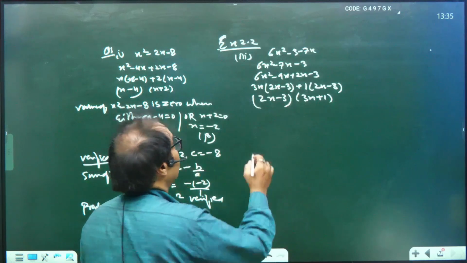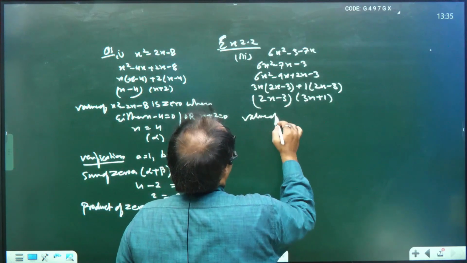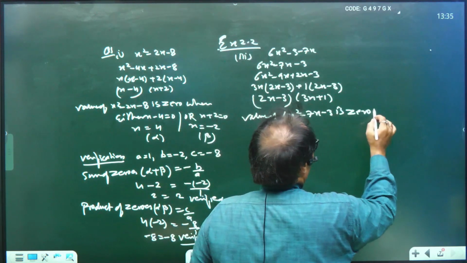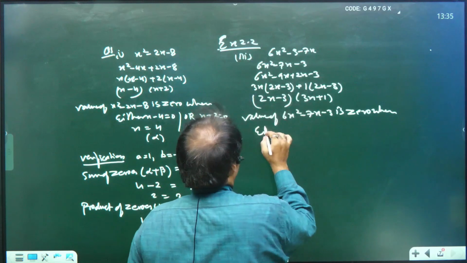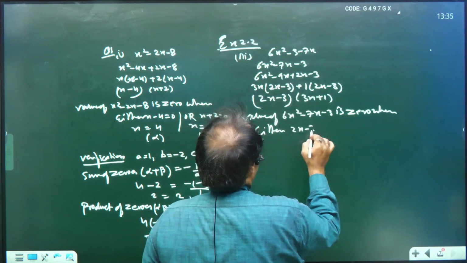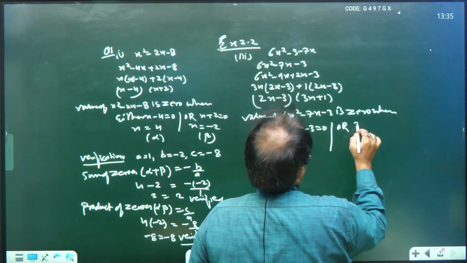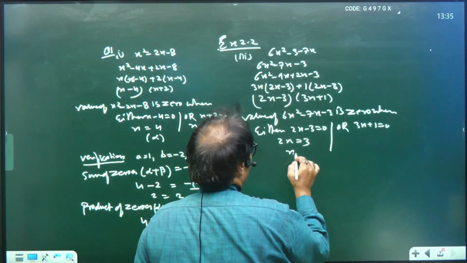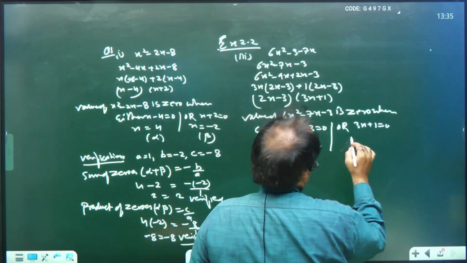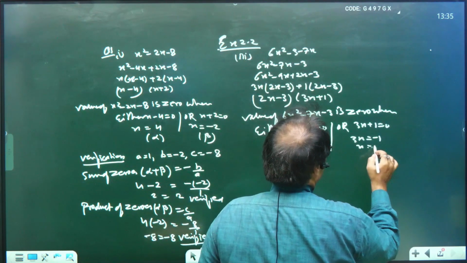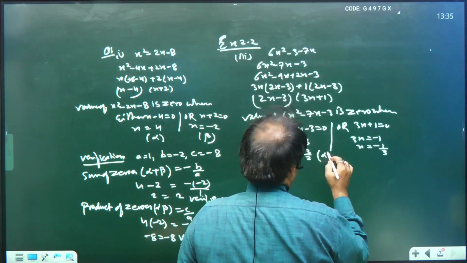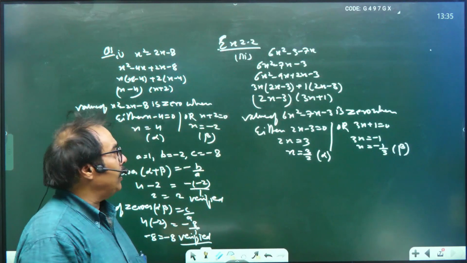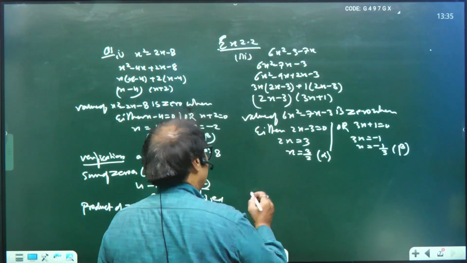Right? Now we will write the value of 6x square minus 7x minus 3 is 0 when either 2x minus 3 is equal to 0 or 3x plus 1 is equal to 0. So 2x is equal to 3, x is equal to 3 by 2, and 3x is equal to minus 1, so x is equal to minus 1 by 3. So say this is alpha and this is beta. So now we will start verification.